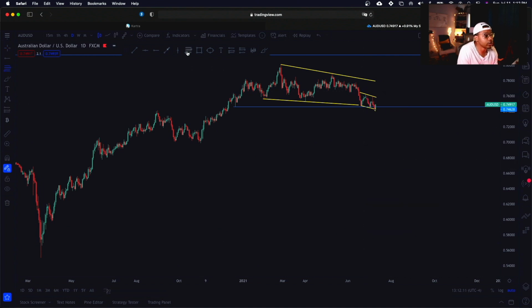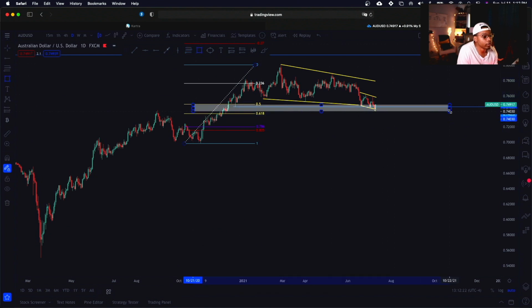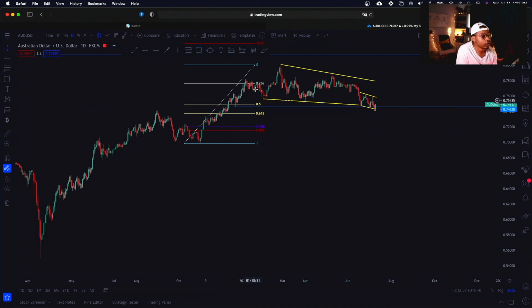Like I said, I like to smack my fibs on. So where are we in this? We are in between the 50 and the 61.8 level. Perfect. That tells me that we're in a nice golden zone, a zone where price can immediately reverse. Okay, that's what this tells me. So that's one confluence.